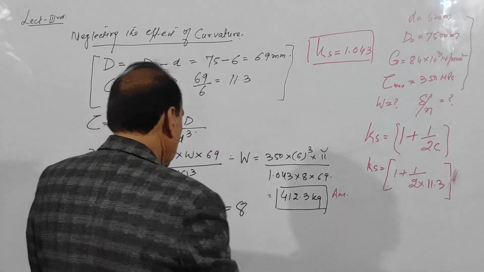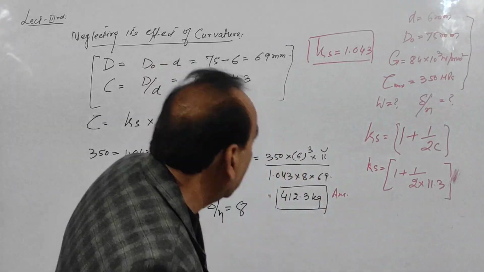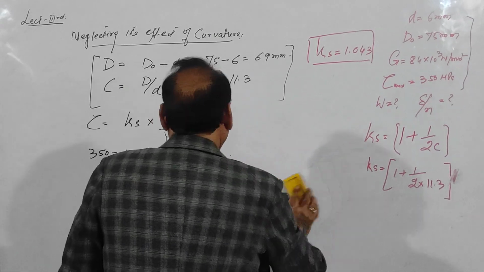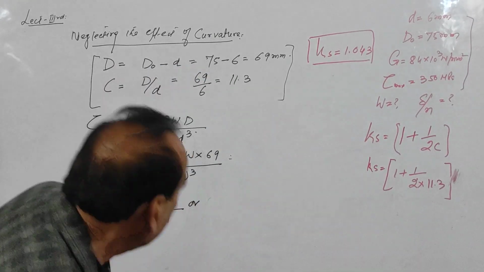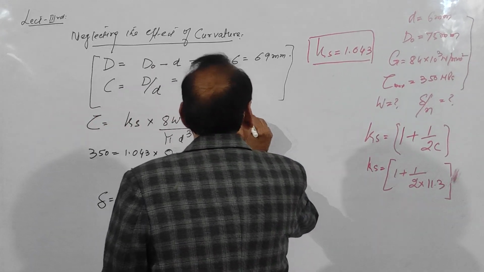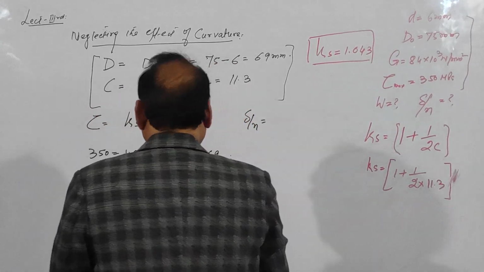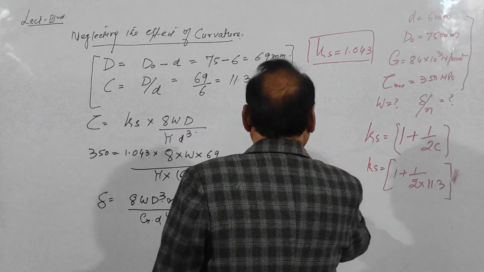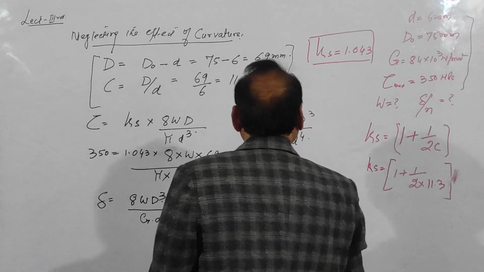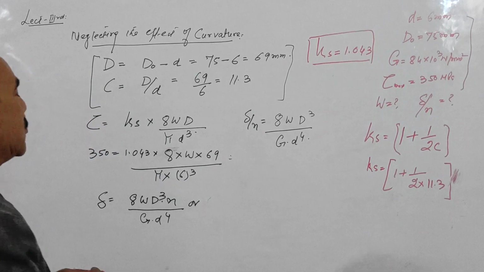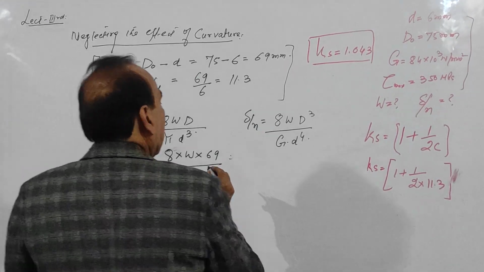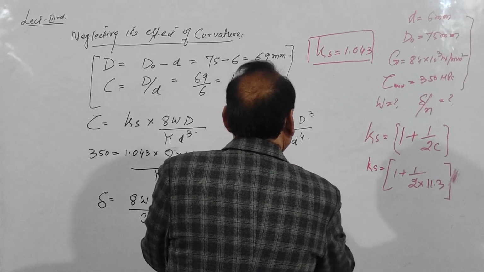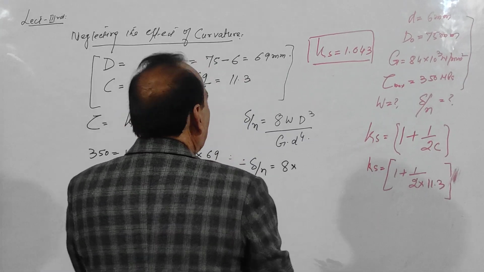So delta by n is equal to 8W dq divided by G d 4, right? So when you substitute all the values, what will come in it? Delta by n is equal to 8, W you have calculated 412.3.